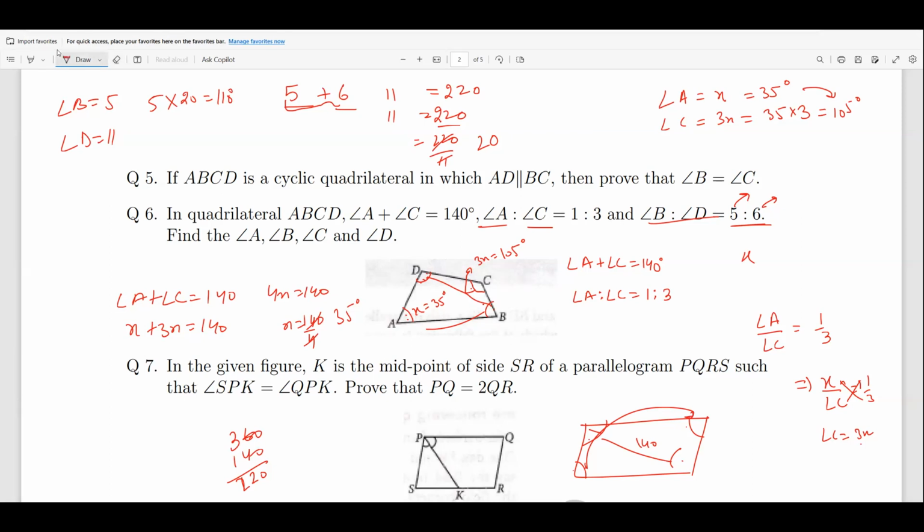So B is equal to 5y. Similarly, D is equal to 6y, not 11y. So it will be equal to 6 into 20, 120 degrees. Okay, so this angle will be 120.